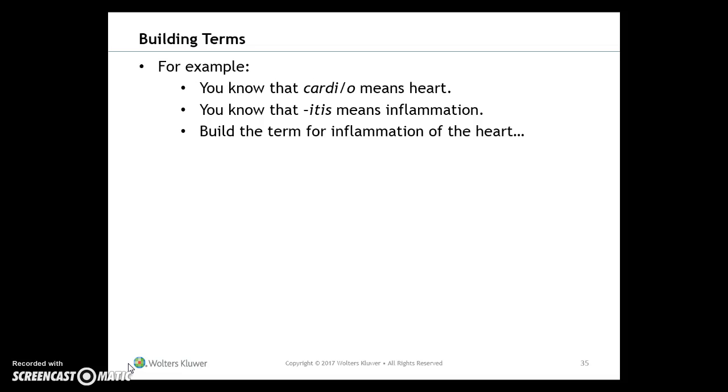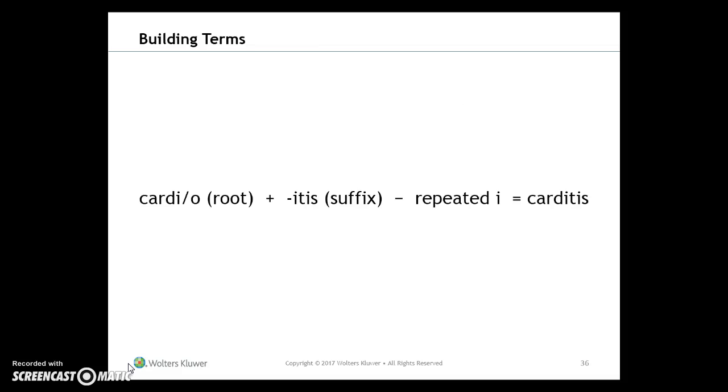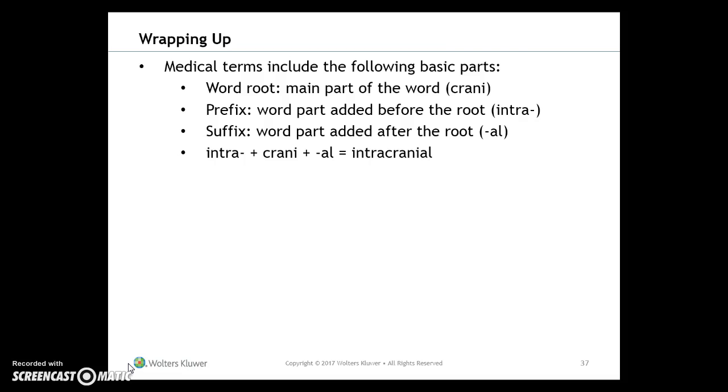So here's another example. You know that cardio means heart. You know that itis means inflammation. So how do you build the term for the inflammation of the heart? Think about it. Cardio root, itis suffix, repeated I, so you're not going to use the I there twice. It wouldn't be cardiitis or cardioitis. So carditis is how you put that and build that term together.